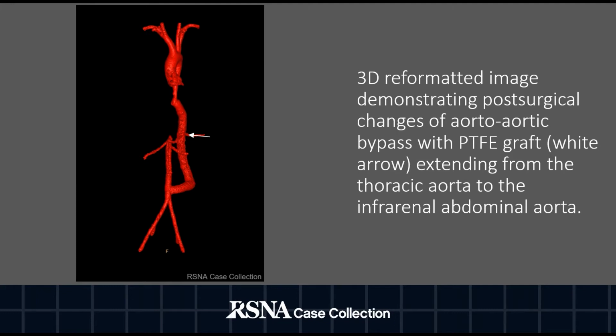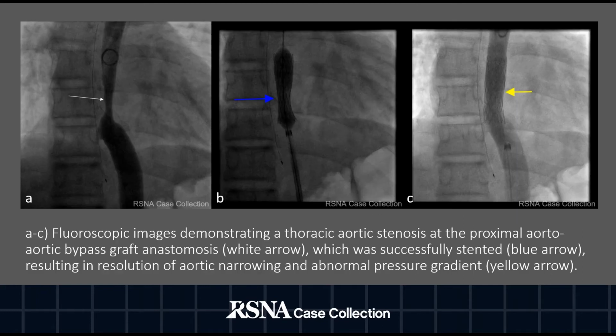This patient subsequently underwent aorto-aortic bypass with PTFE grafting extending from the thoracic aorta to infrarenal abdominal aorta, as seen on this CTA 3D reformat. At 3 months follow-up, the patient demonstrated continued refractory hypertension and elevated upper to lower extremity blood pressure gradients related to persistent distal thoracic aortic stenosis. Intraprocedural fluoroscopic images shown here demonstrate stenosis at the proximal aorto-aortic bypass graft anastomosis, which was successfully treated with endovascular stenting. Post-stenting pressure gradients improved from 35 to less than 5 millimeters of mercury.